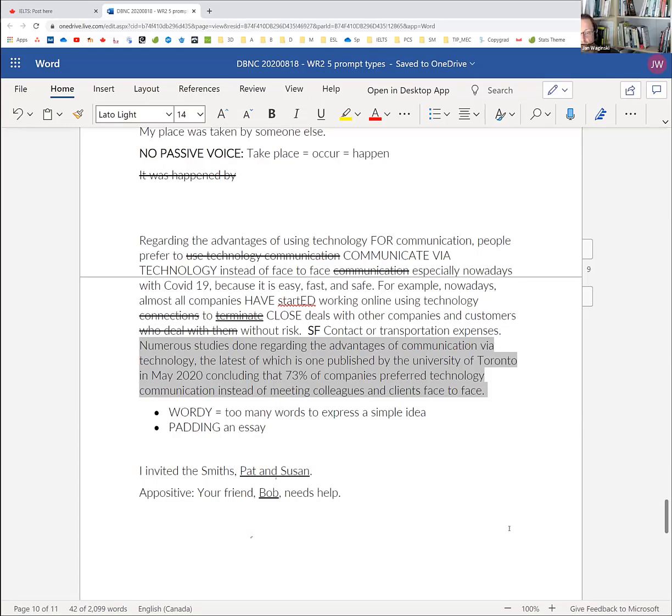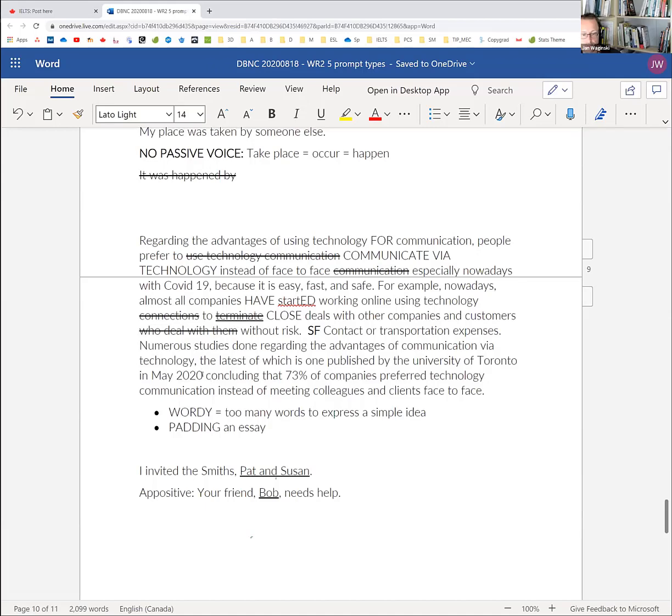Yeah, what's the main verb? Good question. Numerous studies. So if I add a verb, that means where. Numerous studies were done regarding the advantages of communication via technology.